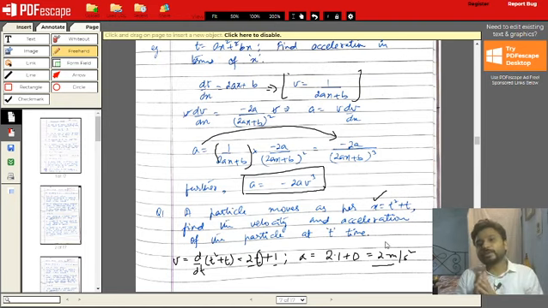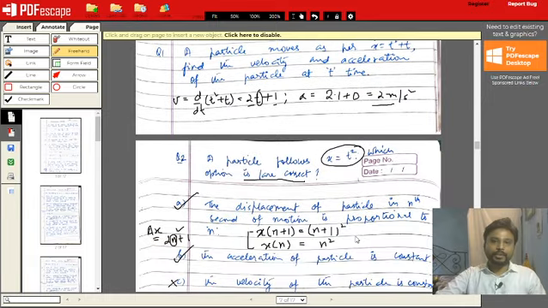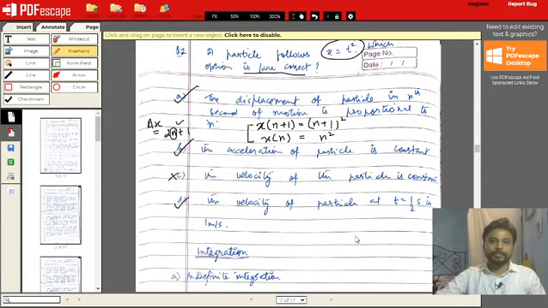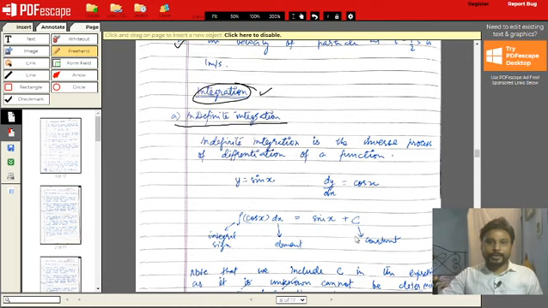To proceed further, we want to learn a bit more about a new mathematical tool which is related to what we learned earlier, which was differentiation, and that tool is integration. So let's start with this. Integration, first we would do indefinite integration. Indefinite integration is the inverse process of differentiation.